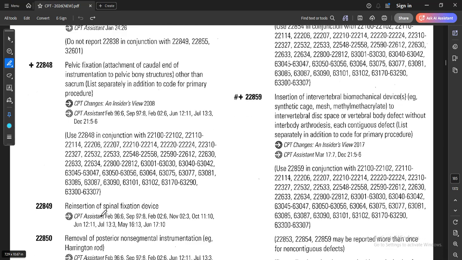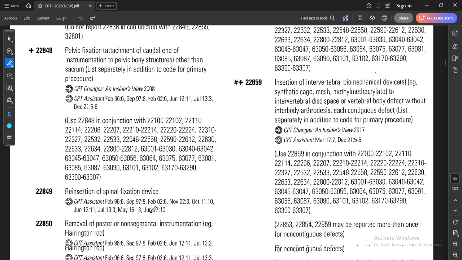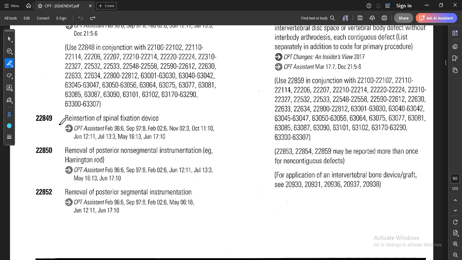Next 22848, pelvic fixation other than sacrum. If the patient undergoes any type of pelvic fixation, anyway you will not encounter this code often. Okay, 22849, reinsertion of spinal fixation device. If the surgeon removes the spinal fixation device and reinserts it, you need to use 22849.